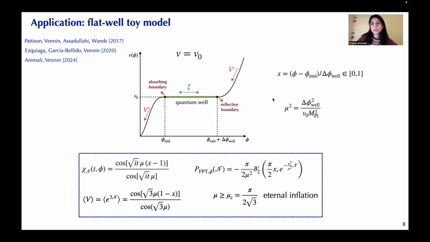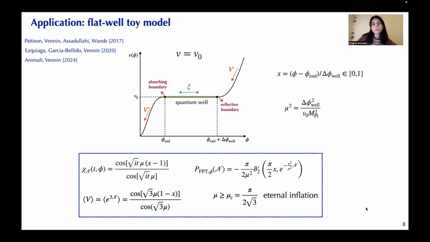Let me mention that in this model, there is a single parameter that controls all predictions, that is this mu squared, which is the ratio of the width of the well squared divided by the potential height in Planckian units, and is an indicator of quantum diffusion. If mu is large, we expect more quantum diffusion effects. And in particular, there is a value of mu over which we have eternal inflation. Namely, the mean volume is divergent and the tree will grow indefinitely. So in practice, in what follows, we will work for values of mu that are below the critical value for eternal inflation.